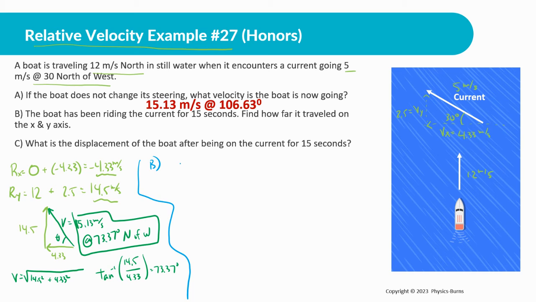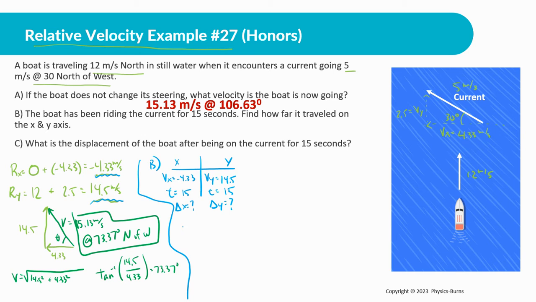Okay, so the first thing we need to do is break things up into the X and Y axis. So we should know that the total velocity in the x direction is going to be this negative 4.33 meters per second. And the total velocity in the y direction is just going to be 14.5 when it's traveling with the current. Okay, we know that it's going to be traveling in the x direction for 15 seconds. And it's going to be traveling in the y direction for 15 seconds. Time doesn't have a direction, so that's why it's going to be at both. And this way we can find how far did it go in the x direction and then how far did it go in the y direction. So let's do the x first.